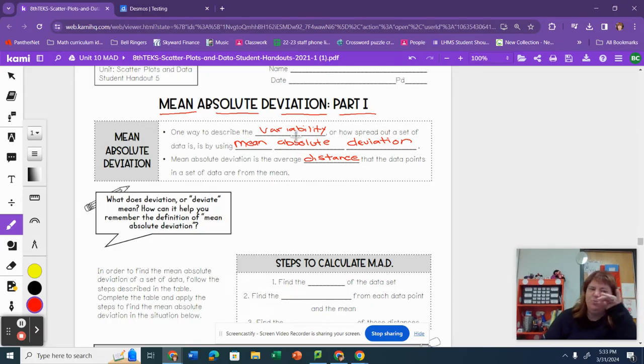It'll all make sense. Well, what does deviation or deviate mean? How can I help you remember the definition of mean absolute deviation? Well, deviate means to depart from, to go away. This could help you remember absolute because you're getting away from the mean. How far away are the points from the mean? That's what you want to know.